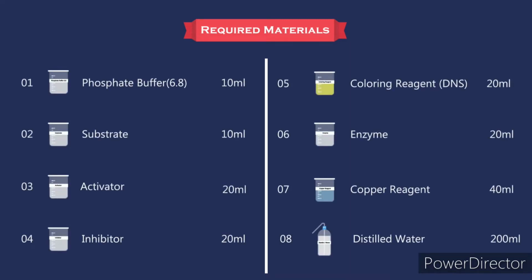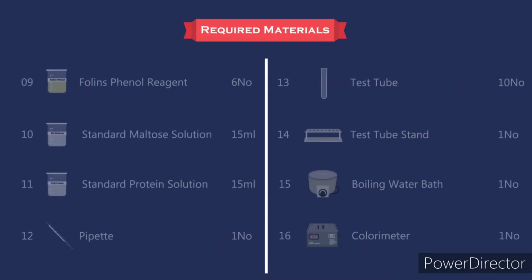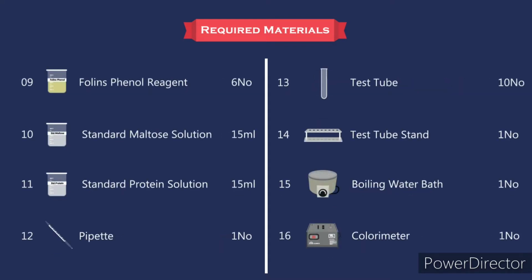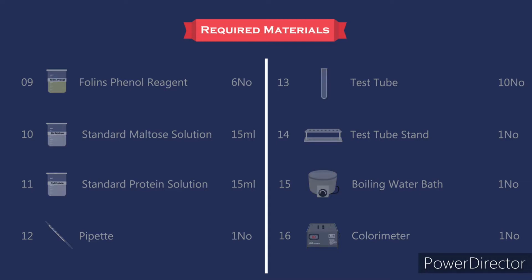Let us take a look at the required materials: phosphate buffer, substrate, activator, inhibitor, coloring reagent, enzyme, copper reagent, distilled water, Folin phenol reagent, standard maltose solution, standard protein solution, pipette, test tube stand, boiling water bath, and spectrophotometer or colorimeter.